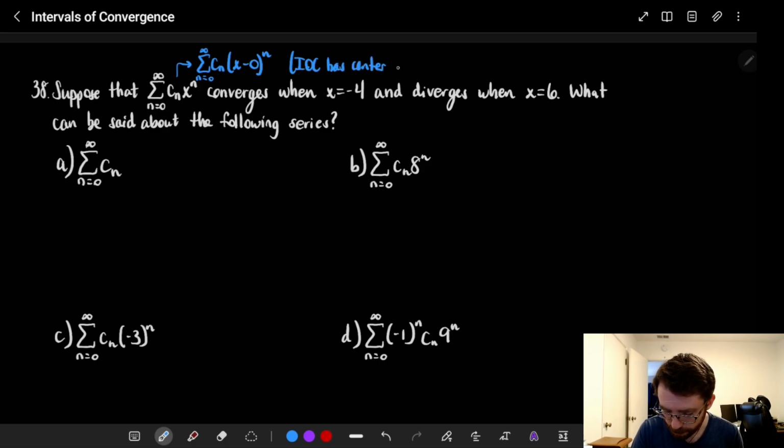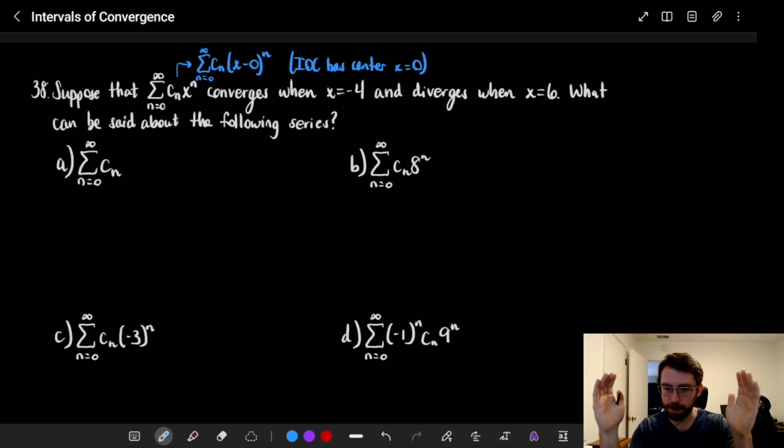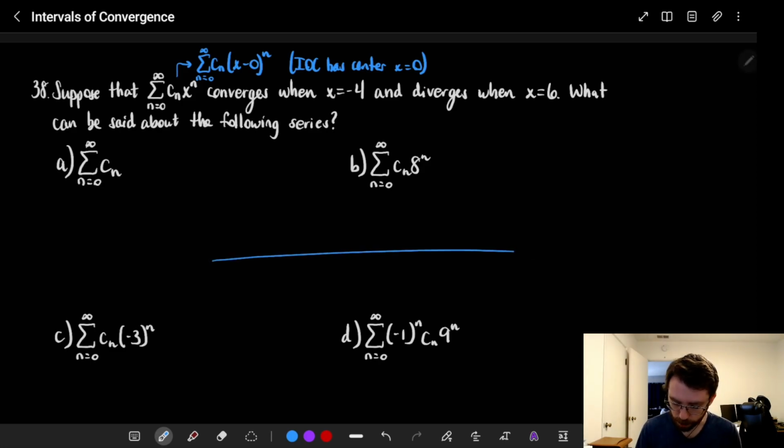has center x equals 0. So when I'm imagining what my interval of convergence will be, it'll be some interval centered on the origin, centered on 0. And the question is just, how big could that interval be? Let me just ignore what's written here for a second. Here's 0, that's what I'm centered on. Let's put some other marks on here. 1, 2, 3, 4, 5, 6. We're told about -4, and we're told about 6.